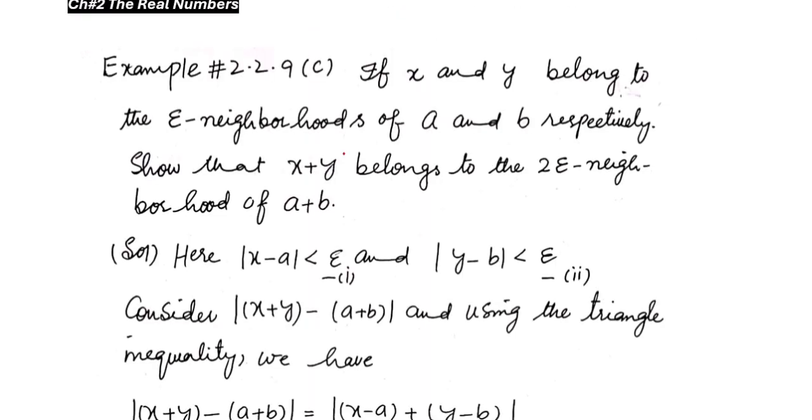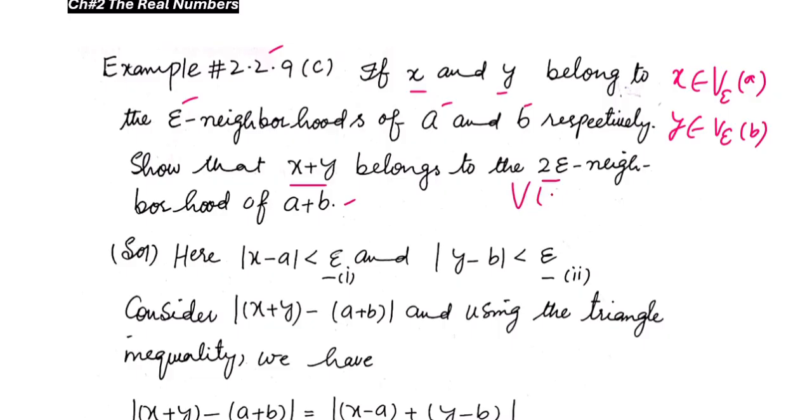Next, example 2.9c. This is also a very interesting example. This example says if x and y belong to the epsilon neighborhoods of a and b, that is, x belongs to the epsilon neighborhood of a and y belongs to the epsilon neighborhood of b, we have to show that their sum x plus y belongs to the 2 epsilon neighborhood of a plus b. In other words, we have to show that this 2 epsilon neighborhood of a plus b contains x plus y.